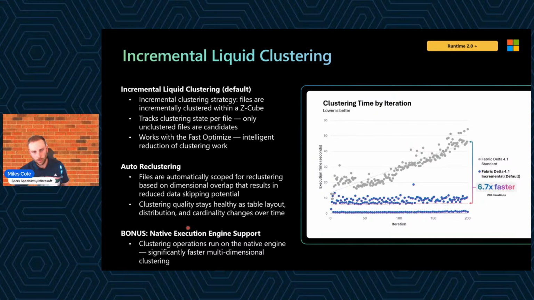And so with auto reclustering, we automatically identify those hot pockets of unhealthy files, and we automatically scope them for reclustering, so that things change, but your liquid clustering will keep your table really fast for very, very good file skipping capabilities.